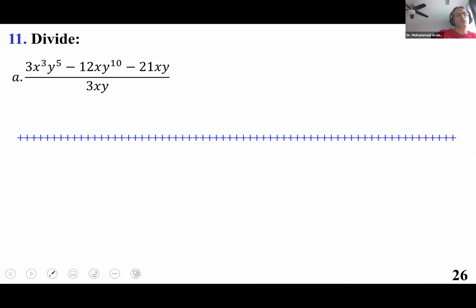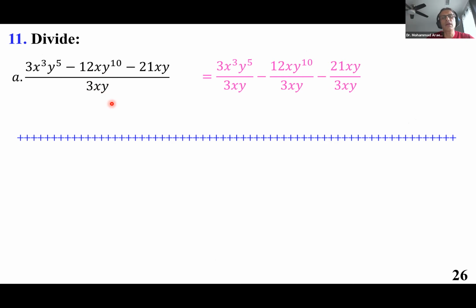When you want to divide, we make up 3 fractions whenever the denominator has only one term. And now that's the easy one. The 3 cancels out. This is x squared. This is y to the power of 4. Minus, this is 4. x cancels out, y to the power of 9. This is 7 and minus 7.